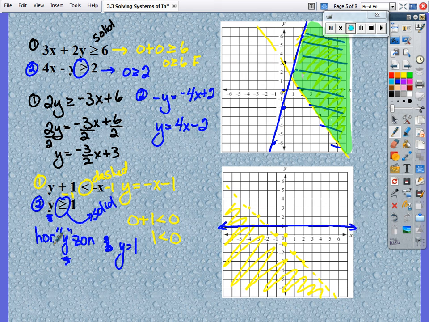And then what you'll notice is that all of our solutions are greater than 1, which means above. If you plug in 0 for y, you can see that 0 ≥ 1 is false. So we would be shading above.